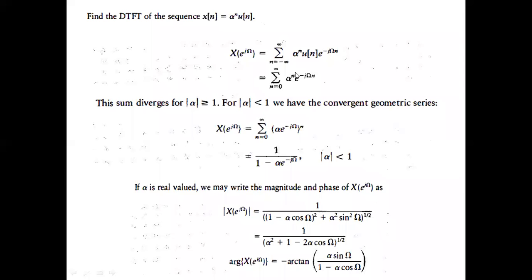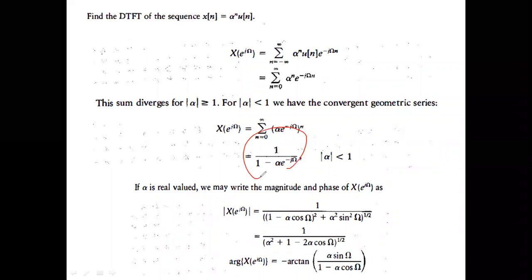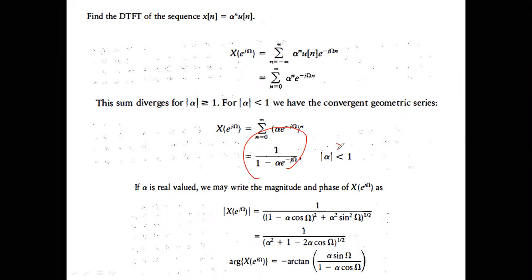And there are some standard questions. x of n equal to alpha to the power n into u of n, whose answer also looks very similar to that of your Z transform, with z replaced by e to the power j omega. But there, the Z transform existed for both alpha greater than 1 and alpha less than 1, for both stable and unstable regions. Whereas here, now that we are in DTFT, DTFT exists only for the stable region. It does not exist for the unstable region.